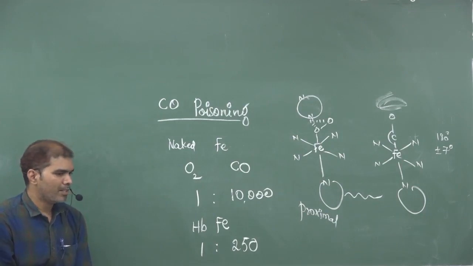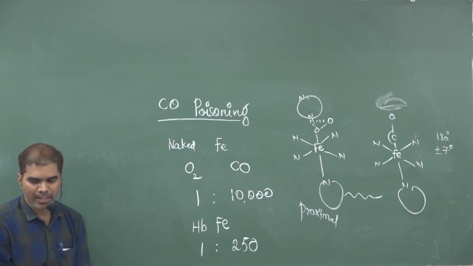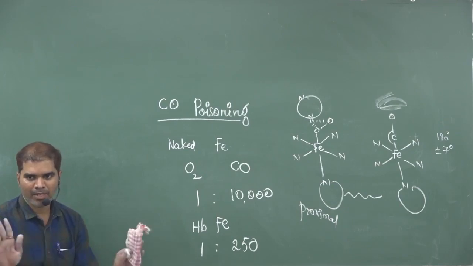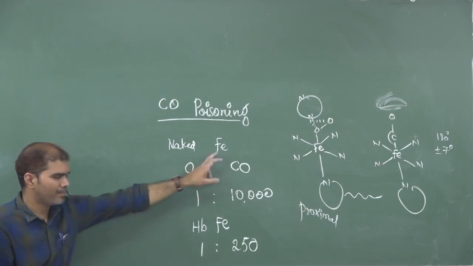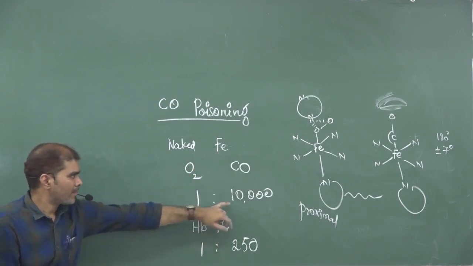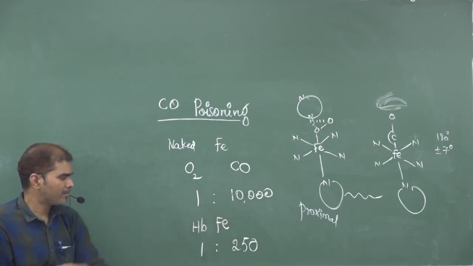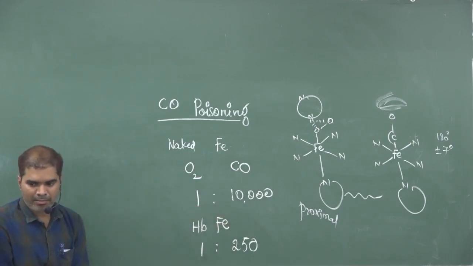CO is a pi acid. Its affinity, AFFI, not EA. Its affinity towards bare iron. Bare means naked iron, normal iron, not hemoglobin iron, simple iron. Its affinity towards bare iron or naked iron is 10,000 times greater than O2.